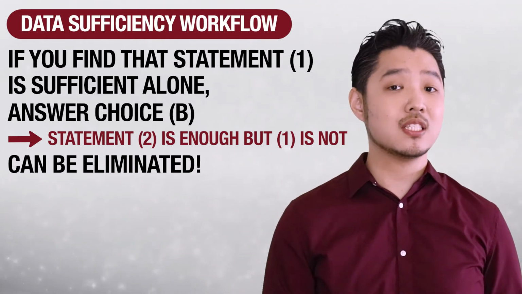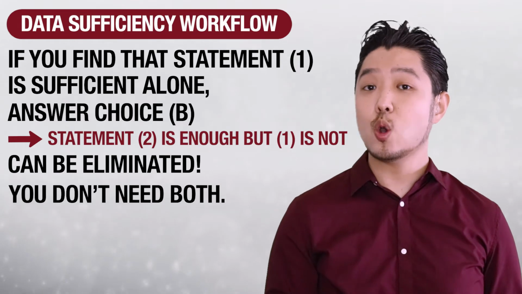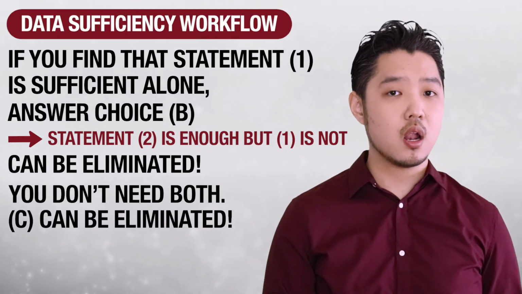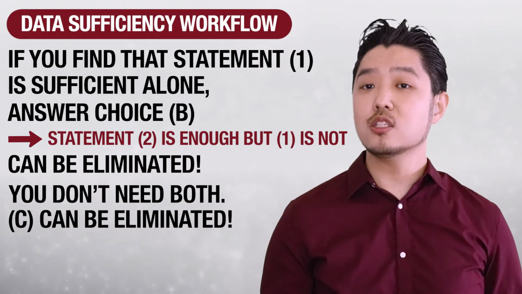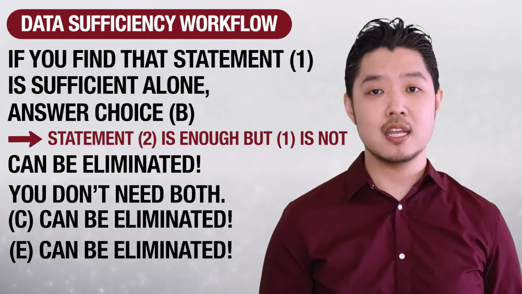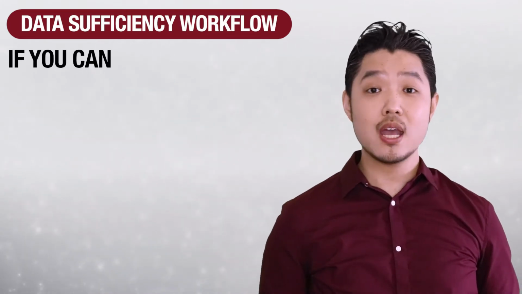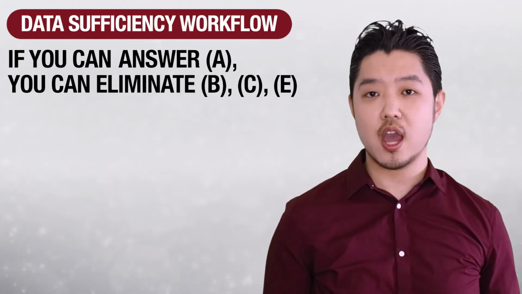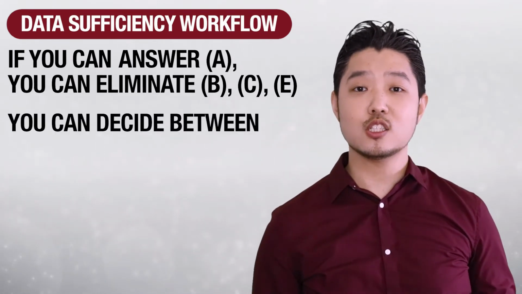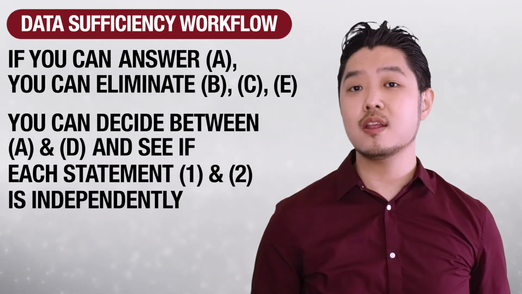Since you can answer with statement 1 only, that means you don't need both statements. So C can be eliminated as well. Also, since you can answer with statement 1 only, answer choice E also can be eliminated since it is possible to answer the question. So you can see that if you can answer A, you can eliminate B, C, and E altogether. You can decide between answer choices A and D and see if each statement 1 and 2 is independently sufficient alone.